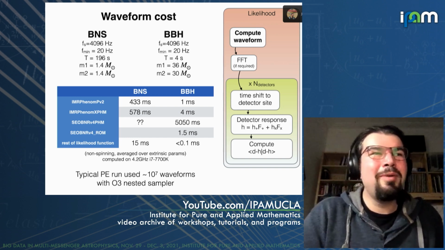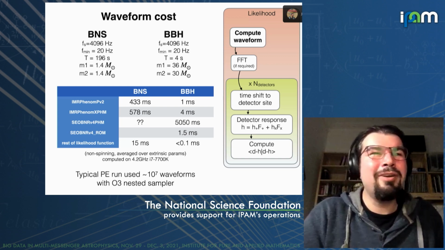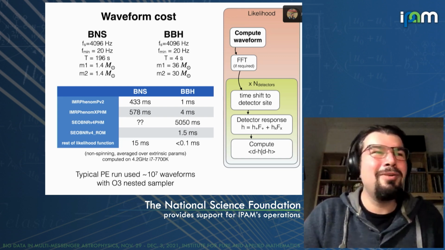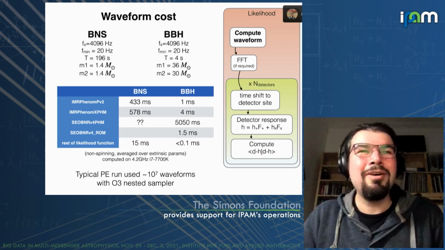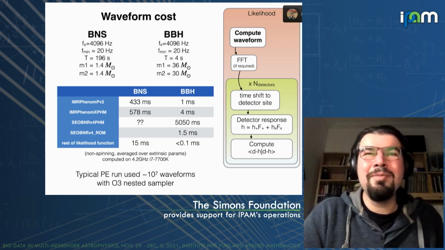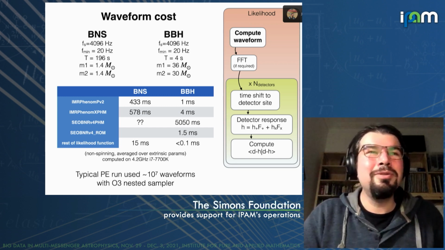Oh, I forgot to fill in the binary neutron star with the ROM. Sorry, I left it running overnight because it was taking quite a long time to run SEOB and RV4PHM on a binary neutron star. As many of you can imagine if you've ever tried to do that.